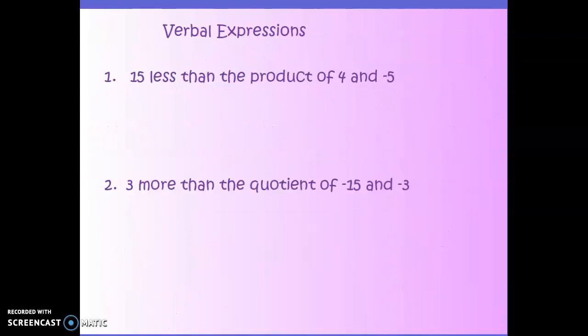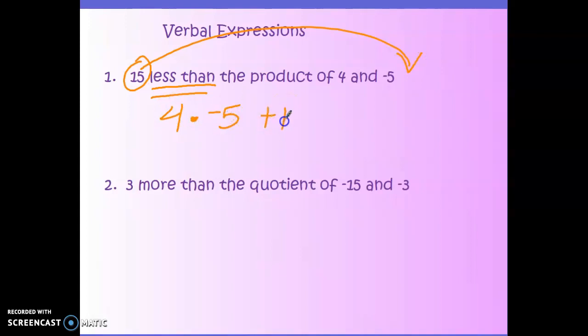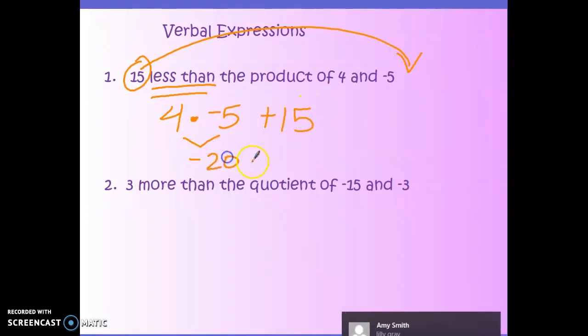Okay. These are going to be a little different. So these are what we call verbal expressions, and we write an expression and solve. Okay, 15 less than the product of 4 and 5. So we see this less than, and we know that this product's going to come first. So we're going to take this 15 and put it at the back. Okay, so 4 times -5 plus 15. And then we solve. -20 plus 15 gives us -5.